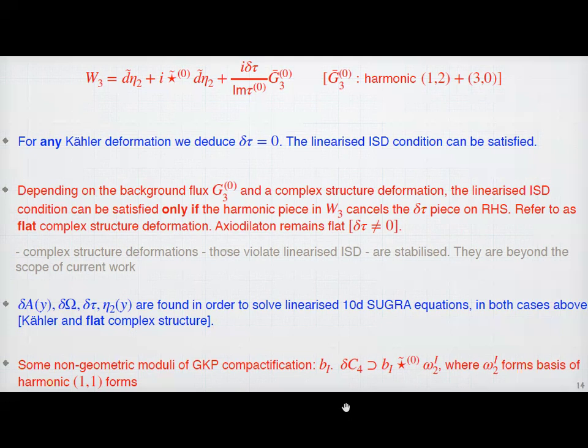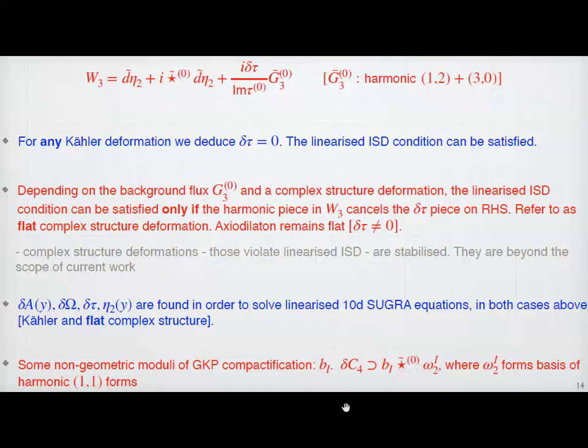For the complex structure, depending on the background value and the given complex structure deformation, the linearized deformation can be satisfied only if the harmonic piece cancels with this piece, and there are possibilities. We have explicitly found examples, and it is possible to cancel this because for complex structure deformations, one can generate here a harmonic (1,2) or (3,0) piece, unlike the Kähler deformation. So they can cancel this. So this kind of relation can be satisfied.